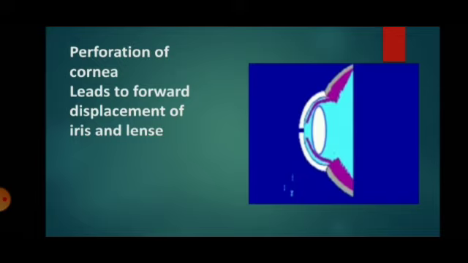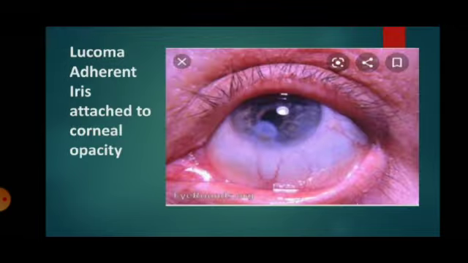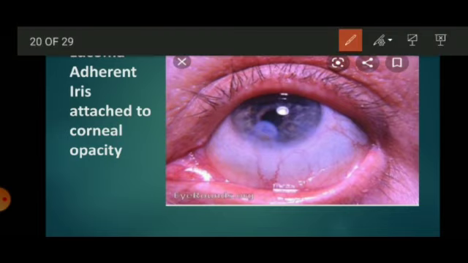Even if the healing starts, but due to a sudden straining condition there is perforation of the cornea, then intraocular pressure will suddenly fall due to the leakage of fluid, and the iris and the lens will come forward. There will be forward displacement of iris and lens. But still, after the perforation, healing again starts. When the healing starts, iris will be incarcerated within the layers of cornea. That stage is also known as leukoma adherent, iris attached behind the corneal opacity.